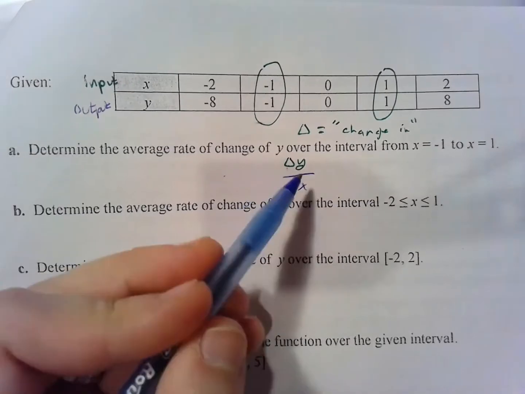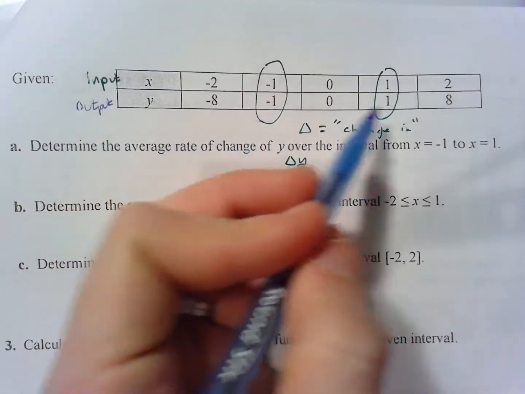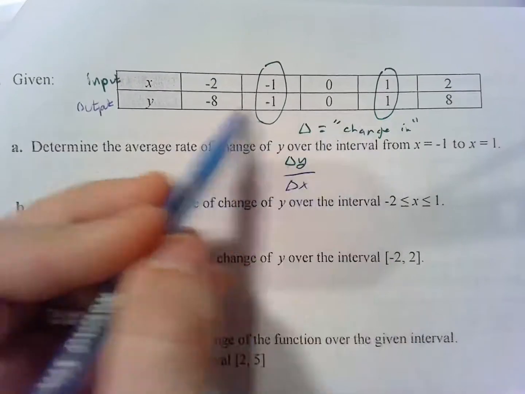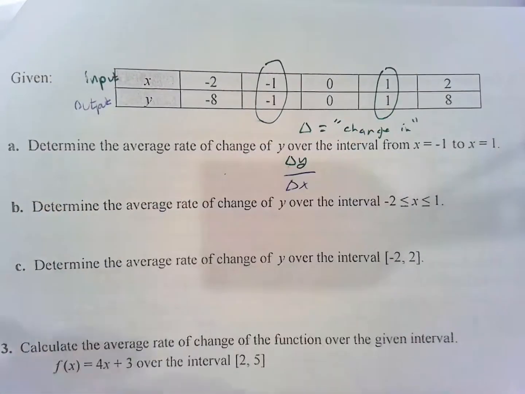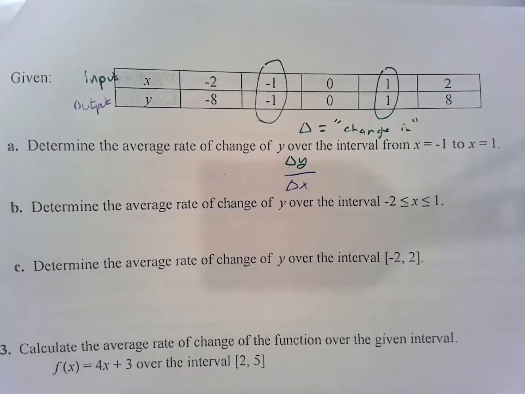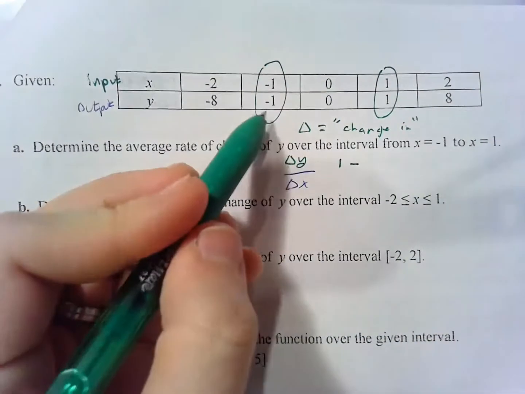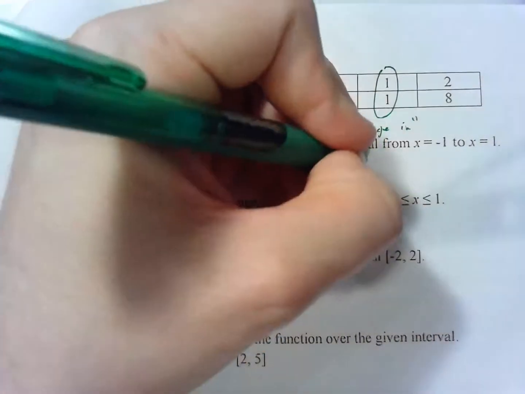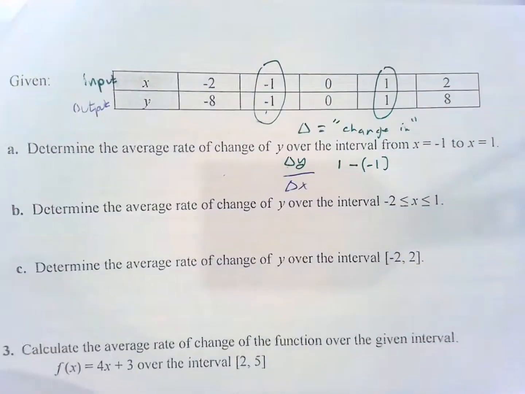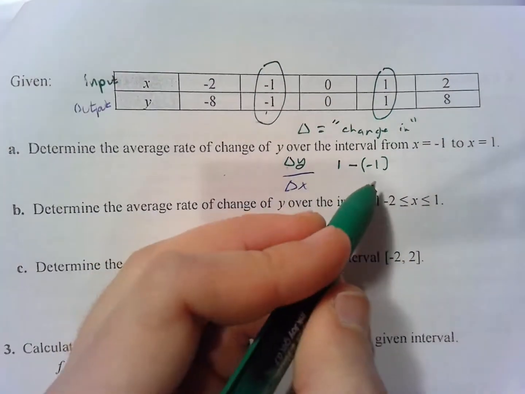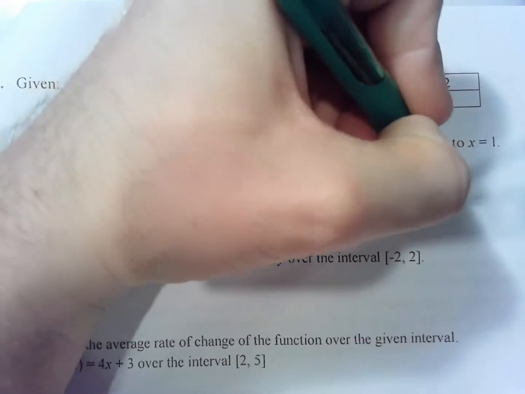First, I want to find the change in y. So that's going to be my output. You can start with either one. I'll start with this guy over here. I'm going to start with 1 minus, and then I'm going to take away that guy, -1. I've got to find the difference. 1 minus -1 is going to get me 2.